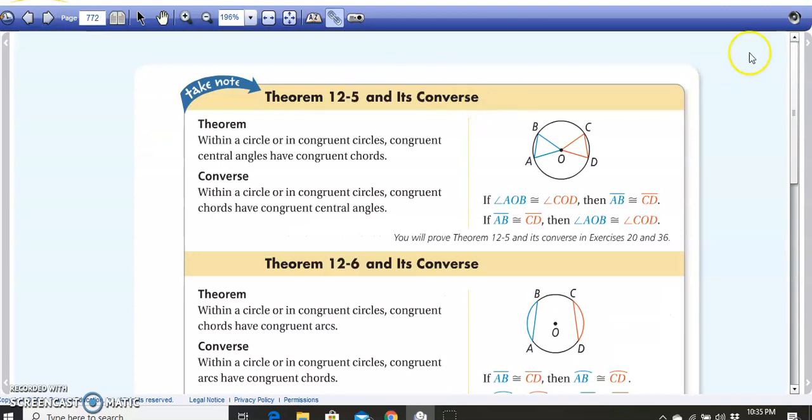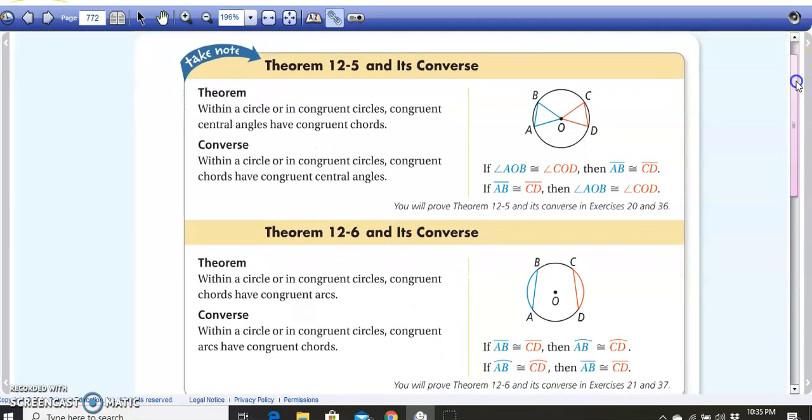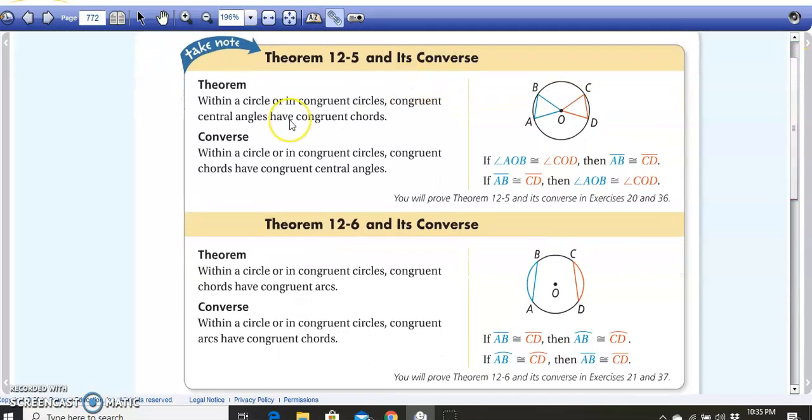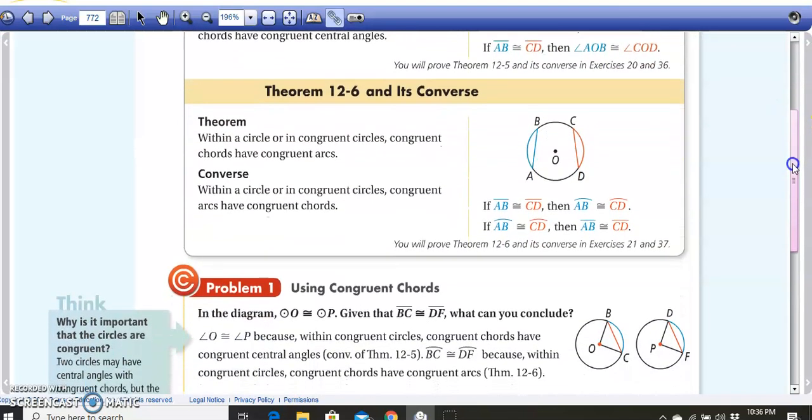Now, in this one, 12.5, we have the congruence of this. It says that the angle AOB, that means the central angle, and COD congruent, then the chord AB is congruent with CD. Now the converse is if the chord AB is congruent with CD, then the angles that open here are the same. Now this one also obvious.